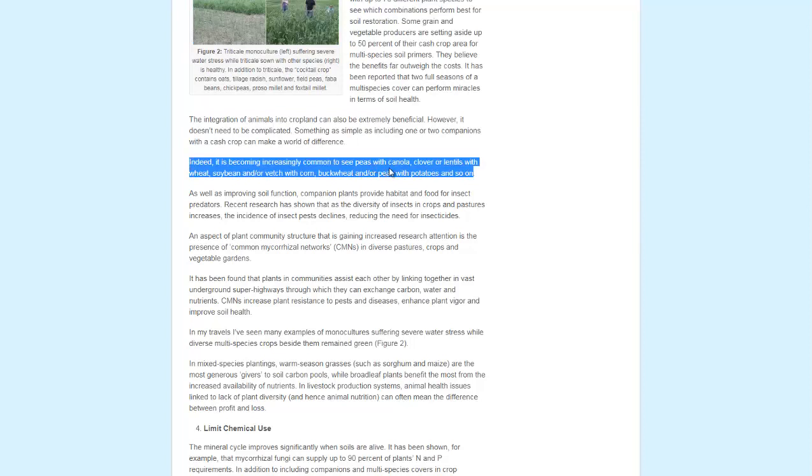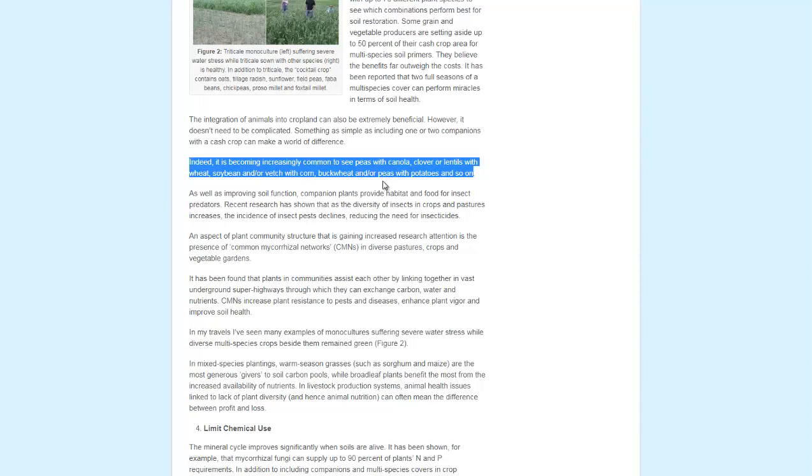And they also talk about combining or companion planting with even major grain crops. Peas with canola, for example, and peas are a legume. Clover or lentils with wheat. Again, clover and most lentils are, of course, legumes, fixing nitrogen from the atmosphere into the soil. Soybean or vetch with corn. Buckwheat and/or peas with potatoes. Companion planting can be a great way to help the soil thrive. It can also help repel certain bugs. Look into integrated pest management or permaculture plant guilds if you're interested in more on that topic.